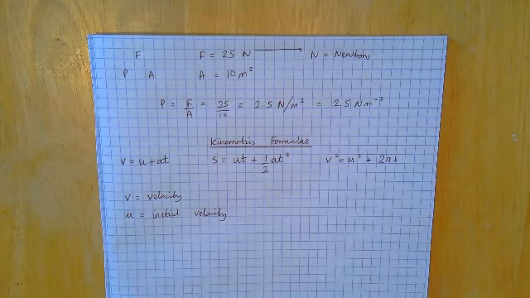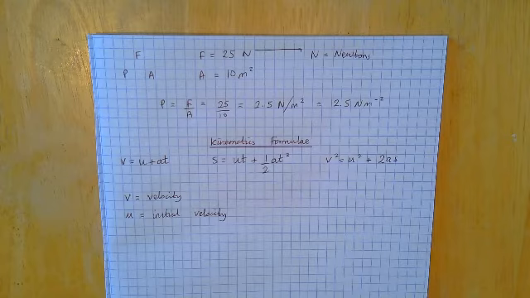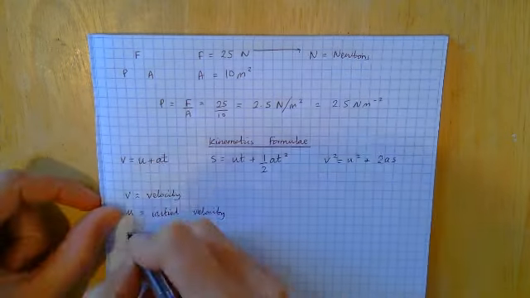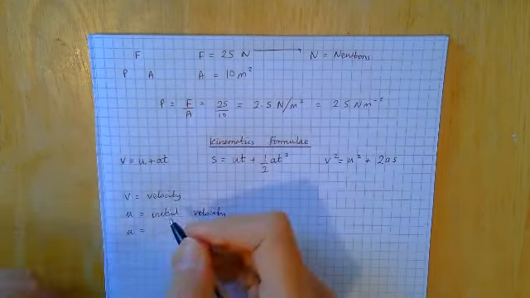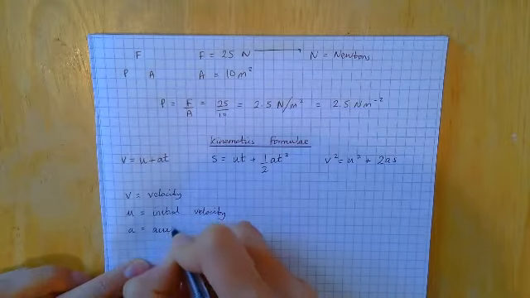So it's the speed that you started out at. If you were stationary, it would just be 0. If you were driving at 30 kilometers an hour, it would be 30 kilometers an hour before the event happened.